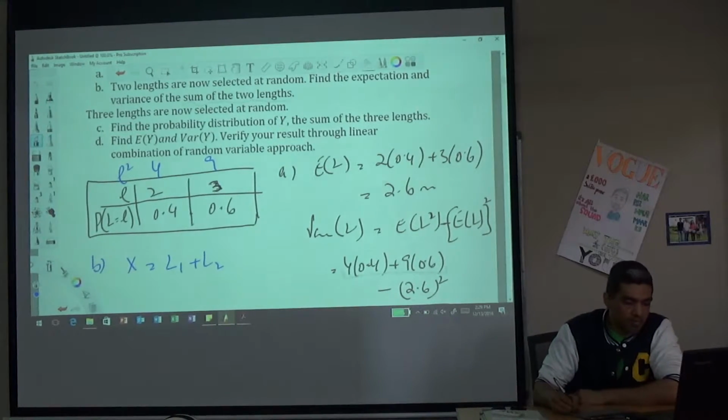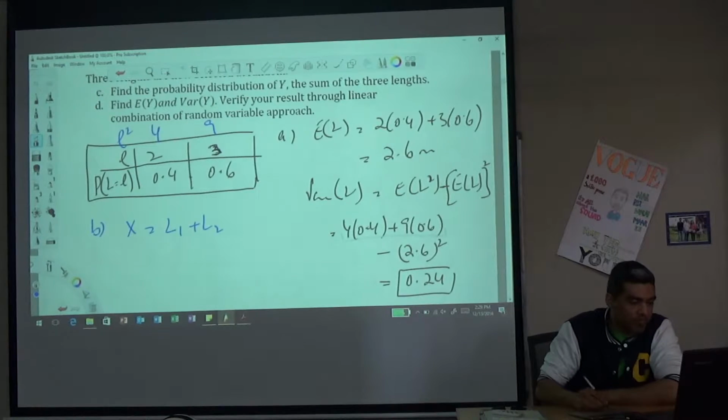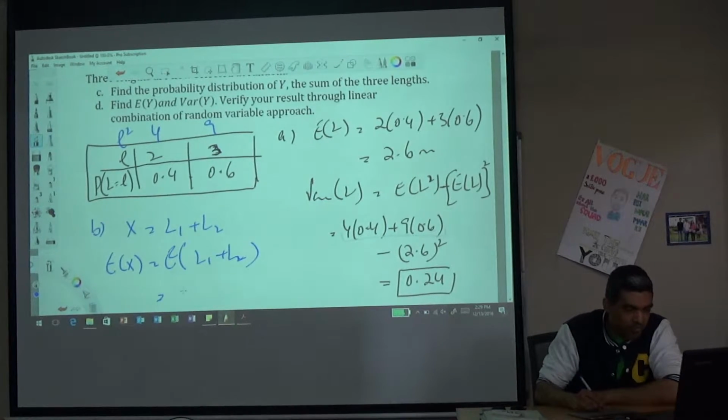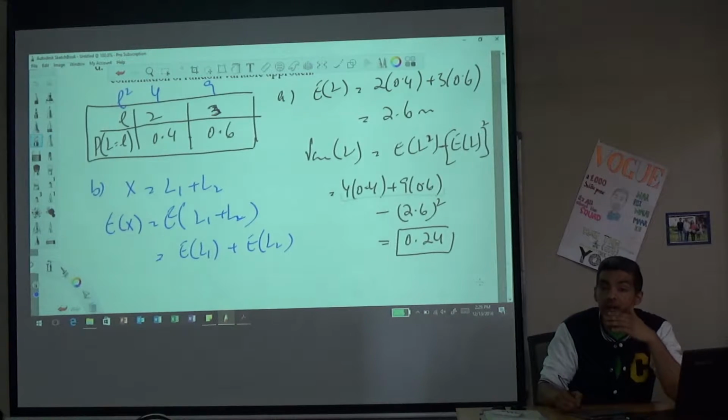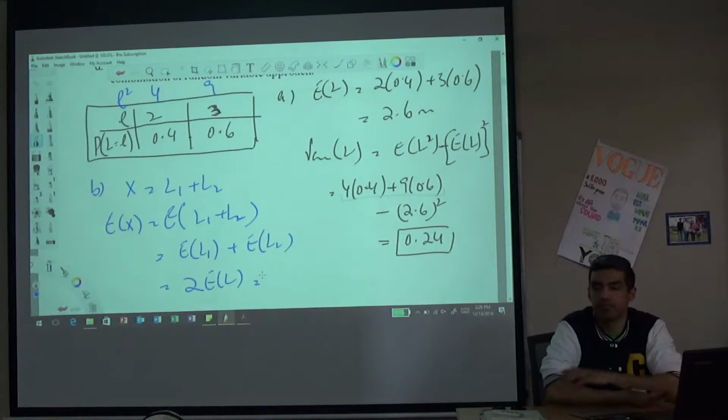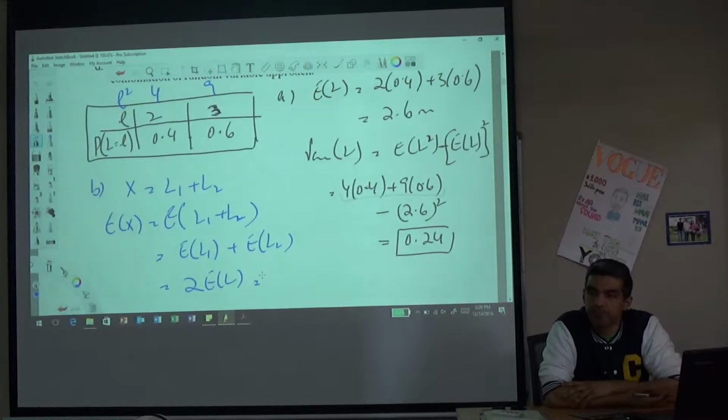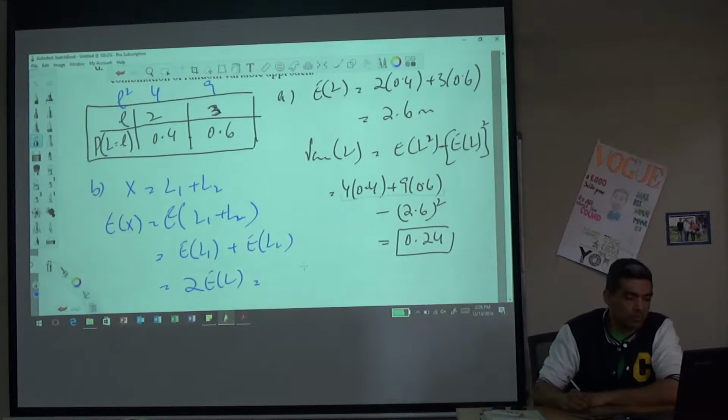So the expected value of the sum would be the expected value of L1 plus L2, which we know would be the expected value of L1 plus the expected value of L2. Now, as both are coming from the same random variable, the expected value is the same, so it turns out to be 2 times the expected value of the length of the rod. So it's 2 times 2.6.